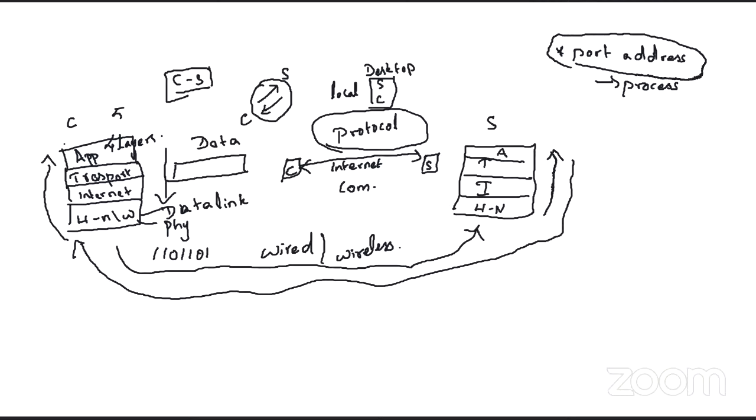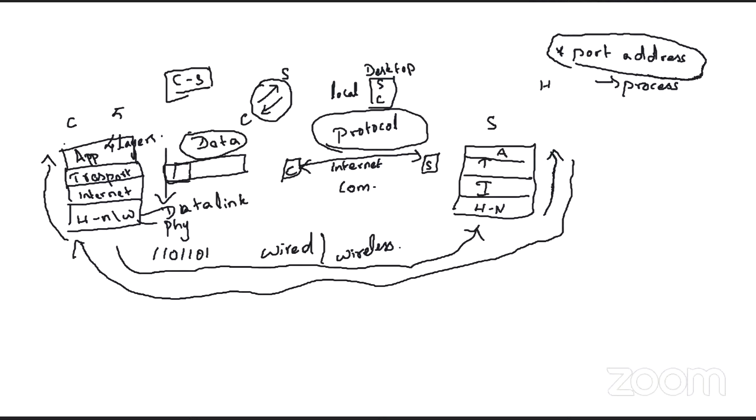The application will generate the data, that is the information that has to be communicated, and that data will be represented here. This data will be forwarded to the transport layer, where additional payload or overhead will be added. In that payload, the port address will be there, right? So the port address as well as the header information about that particular segment will be available.